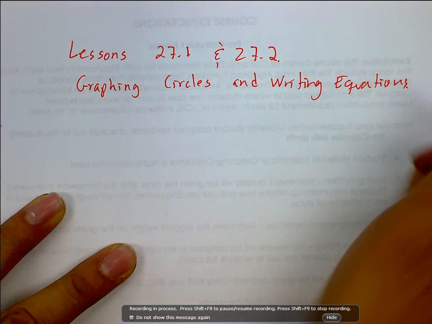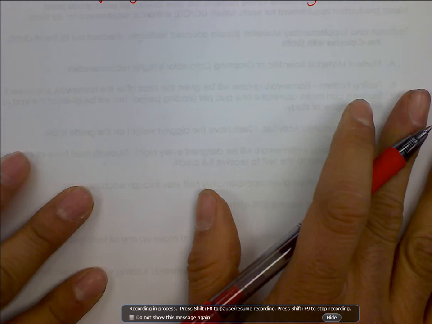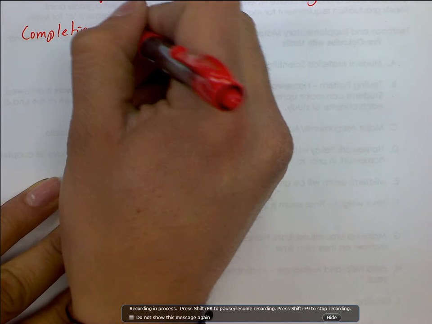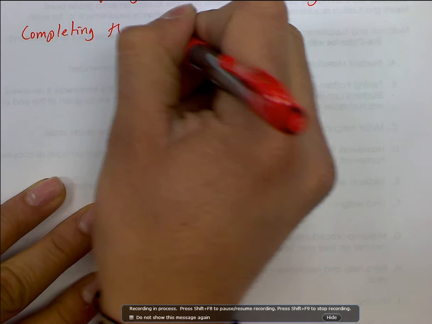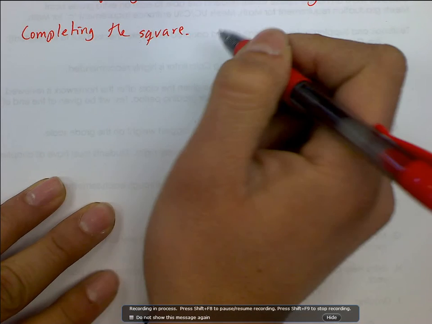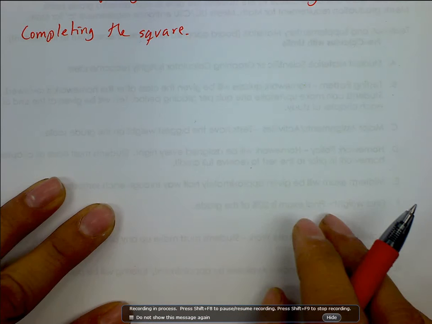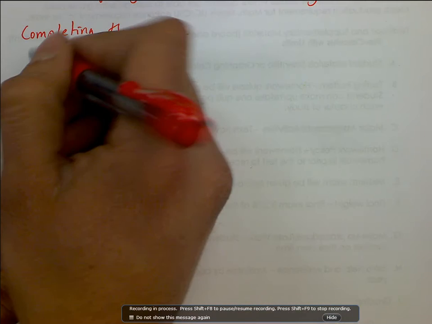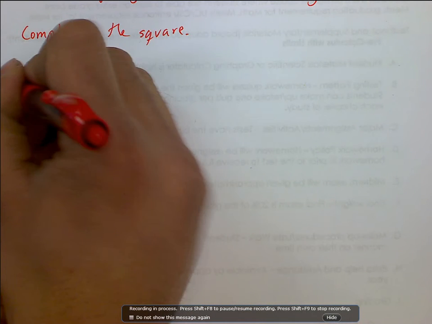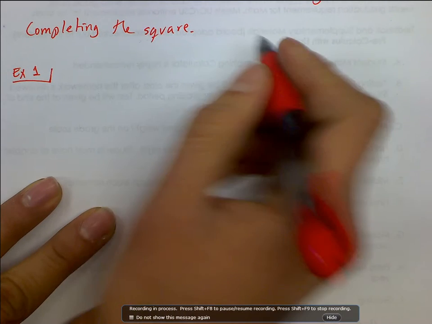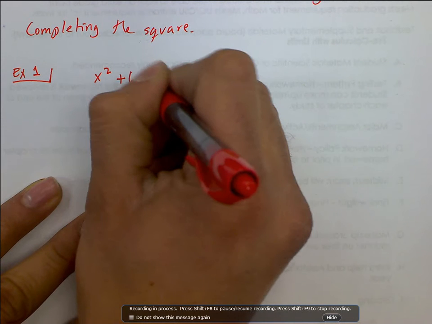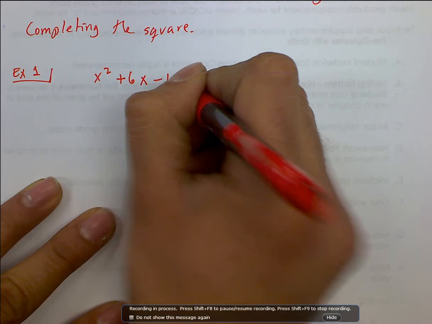All right, so we are going to begin by completing the square. This is a skill that you should have learned in Algebra 1, and it's very useful when you move on to Algebra 2 and pre-calculus. So here we go. Example number 1. We're just going to do a basic problem. So we have x squared plus 6x minus 16 equals 0.